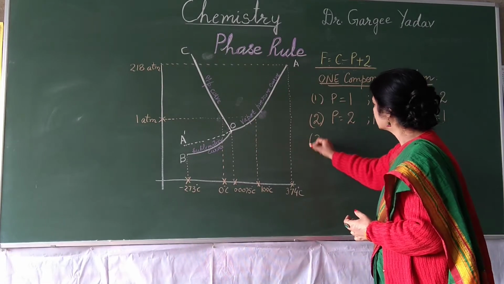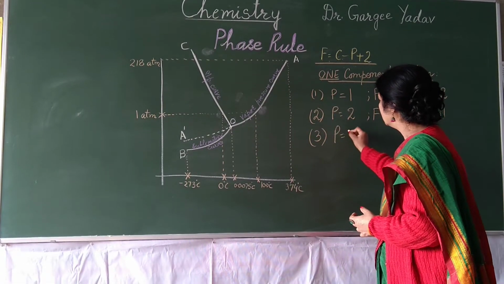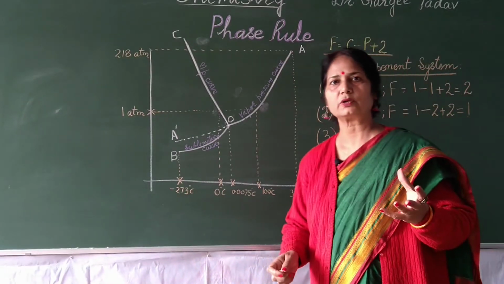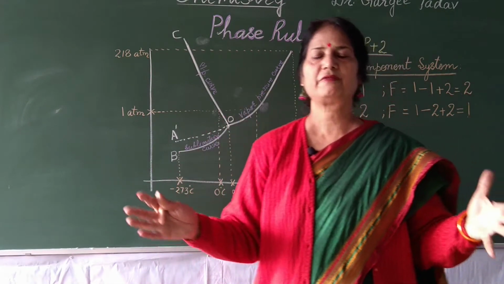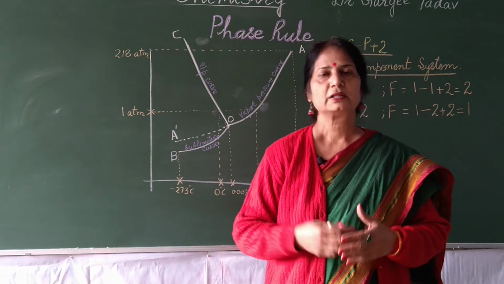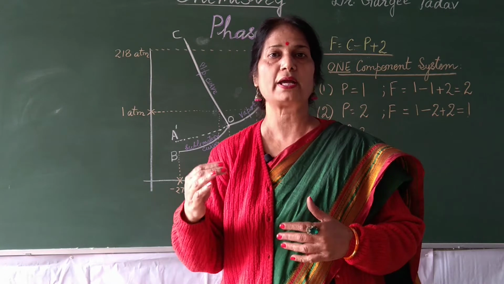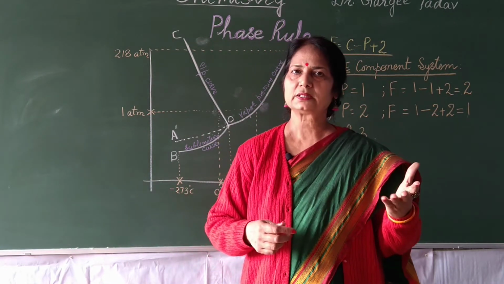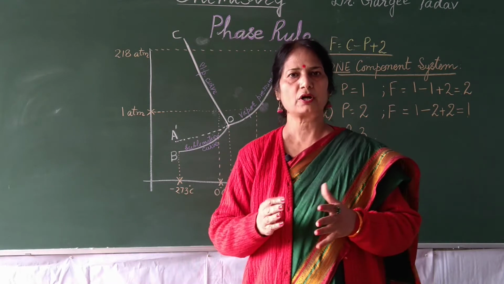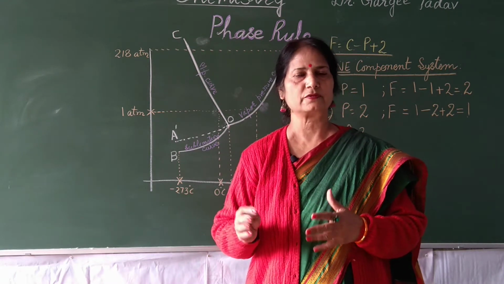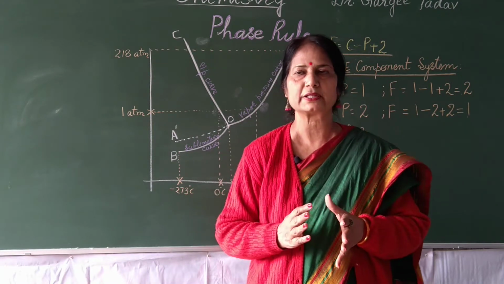Now the third case is when P is equal to 3. This means three phases coexist in equilibrium in the phase equilibrium system which we are studying. For example, in the water system, the three phases which can coexist in equilibrium at a certain point are ice, the solid phase, water, the liquid phase, and water vapor, the gaseous phase. These all phases can coexist.